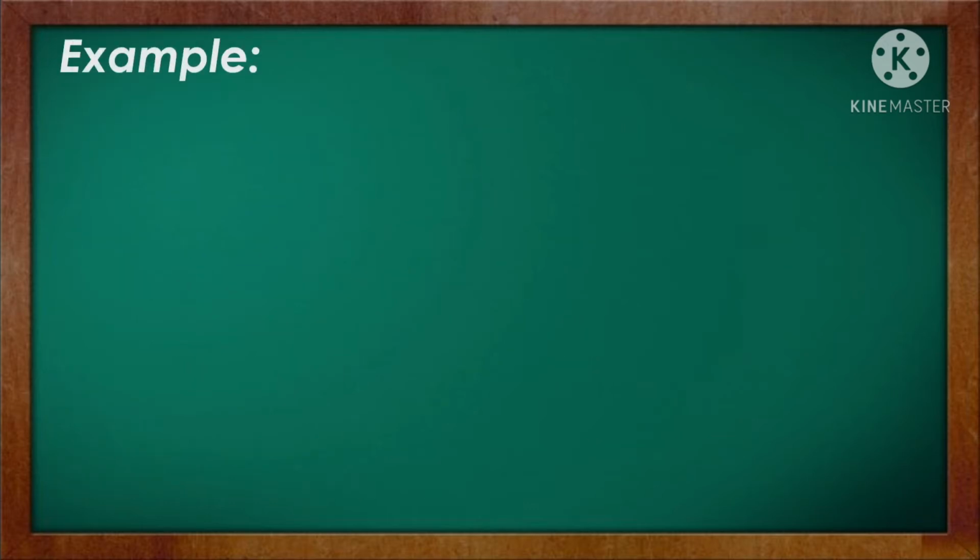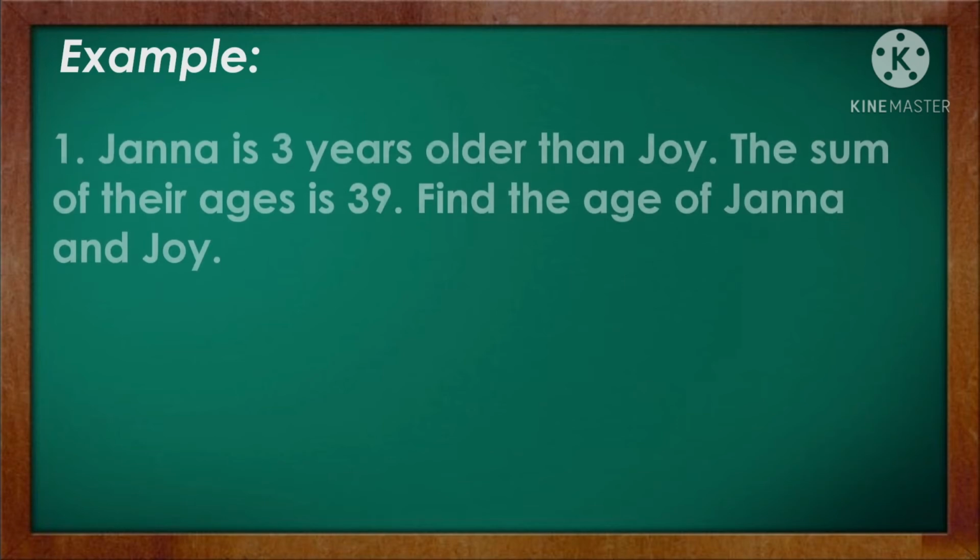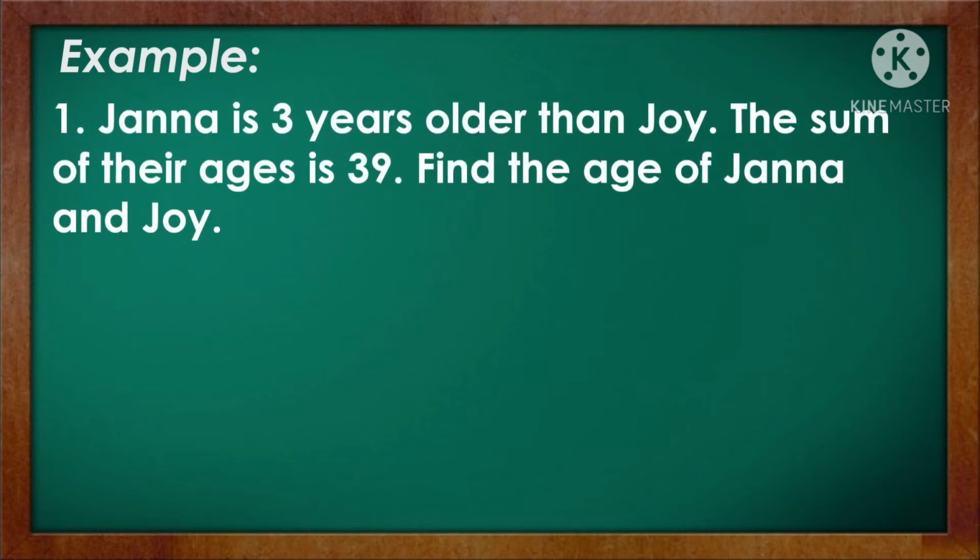Let us take an example. Let us answer the problem that we had earlier. Jana is 3 years older than Joy. The sum of their ages is 39. Find the age of Jana and Joy.